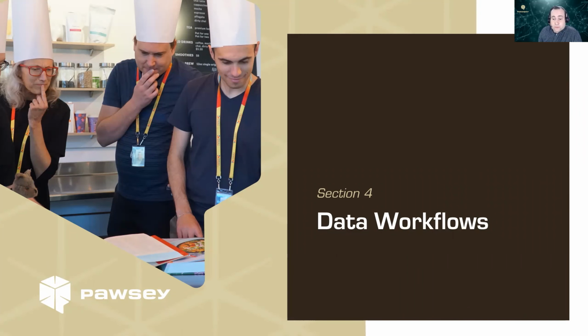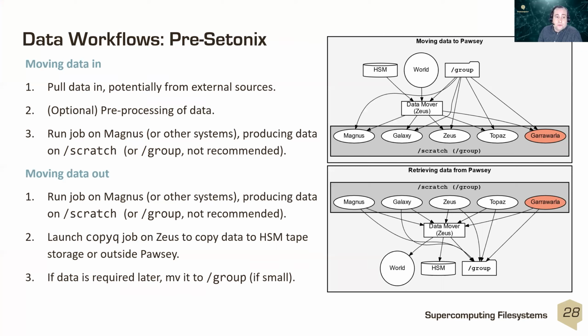So that brings us to data workflows. Pre-Setonix, what this looked like was using the data mover nodes on Zeus to pull data in from external sources, potentially doing pre-processing before then running jobs on Magnus. And then after running those jobs on Magnus or other systems, using the copy queue on Zeus to then transfer that data back out, or potentially to the group file system if it's likely to be needed again later.